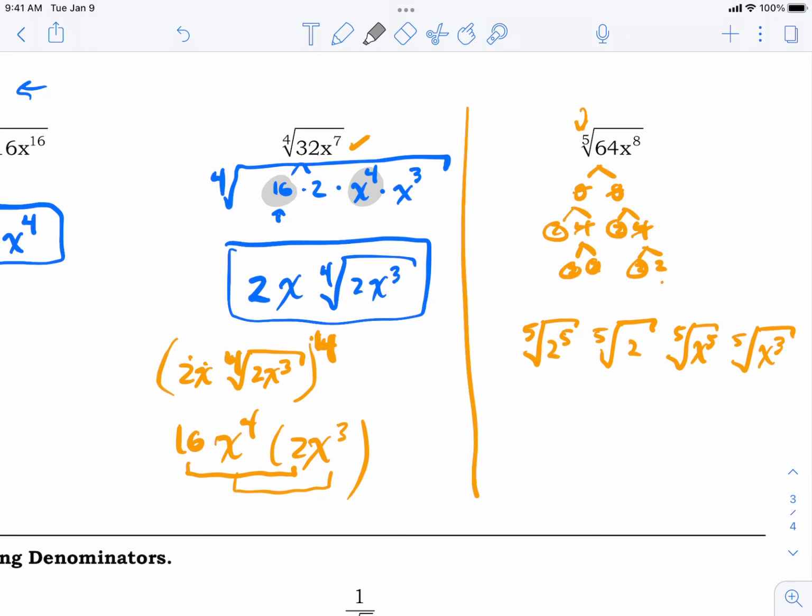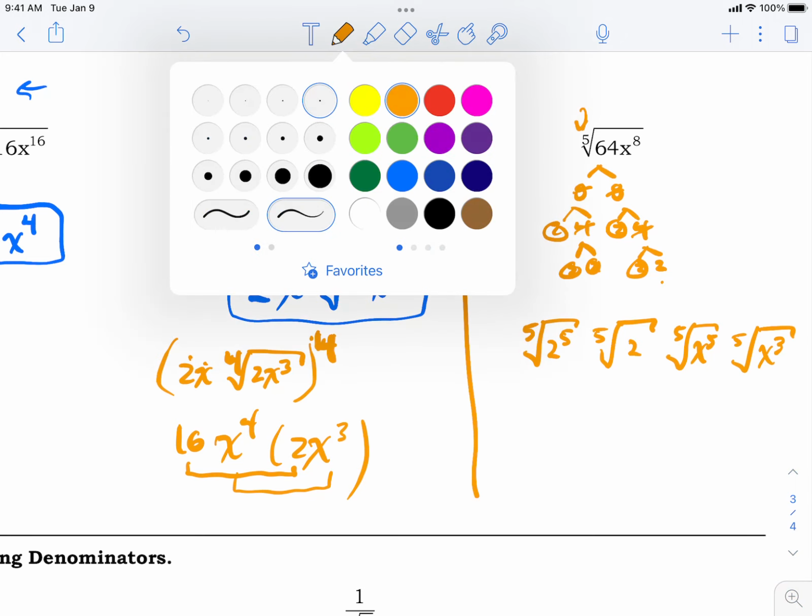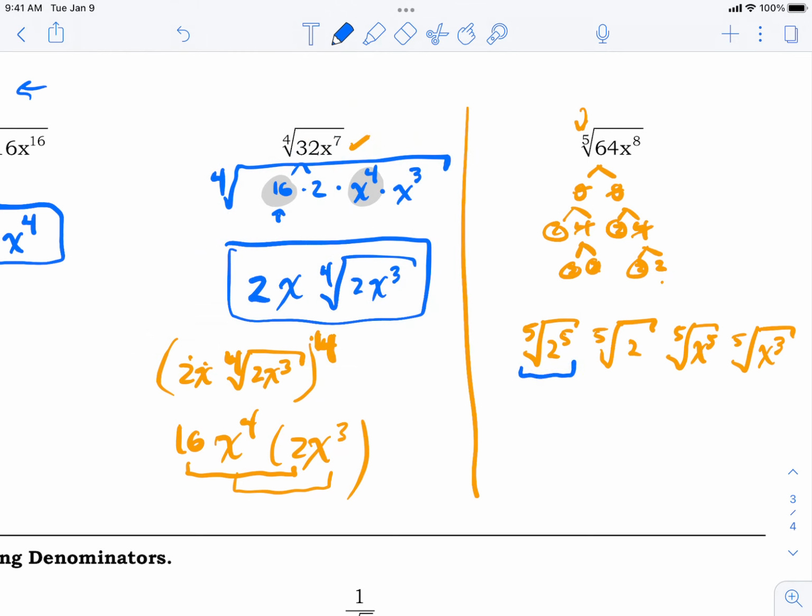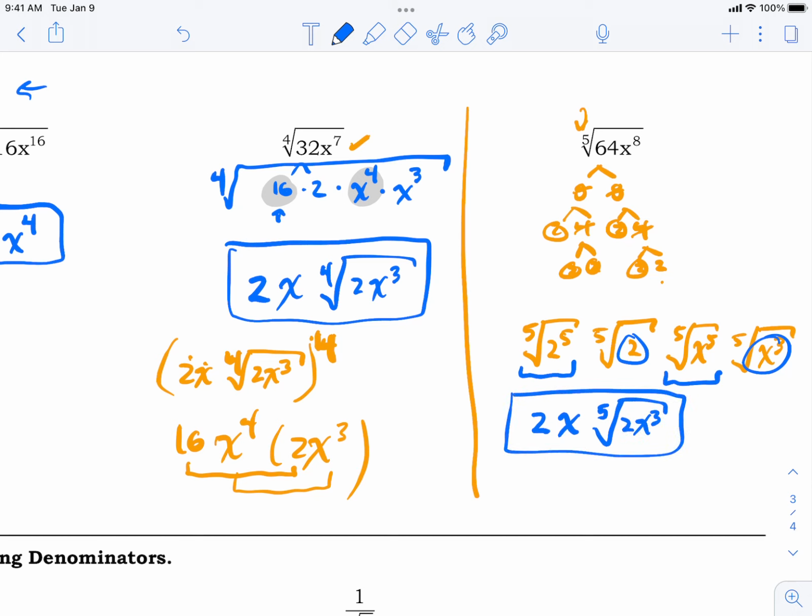The point is what you can do on the next move, and that's simplify some of this stuff. So the 5th root of 2 to the 5th, it's a 2. The 5th root of x to the 5th, it's an x. Do those first. Now gather together your leftovers. I got a 2 here, I got an x cubed here, I got a 2x cubed. And there you go. And I'll invite you to raise that to the 5th power and make sure it checks.